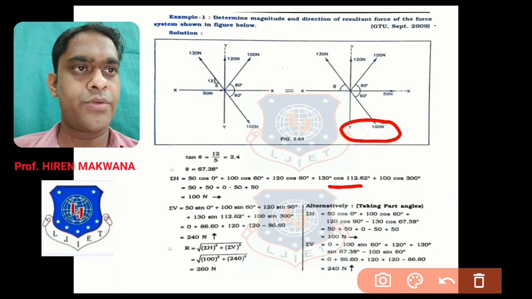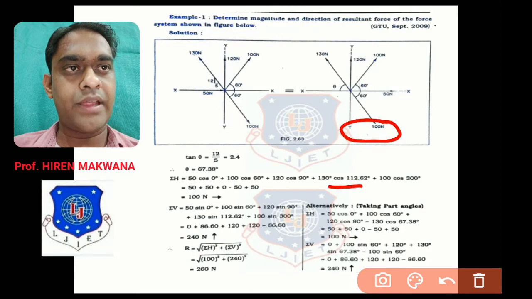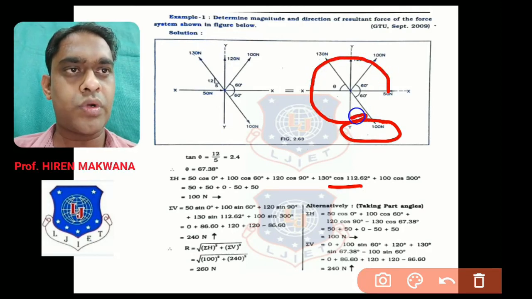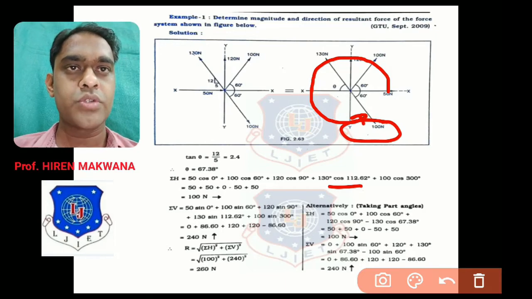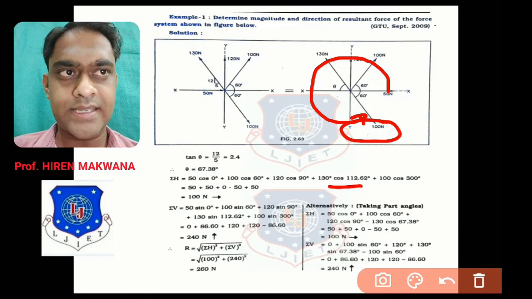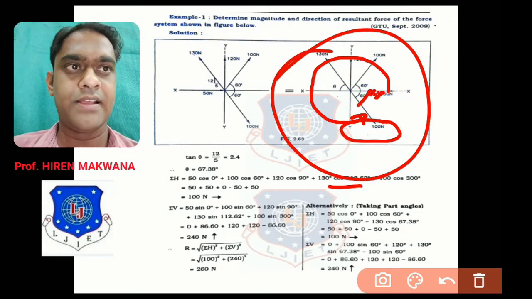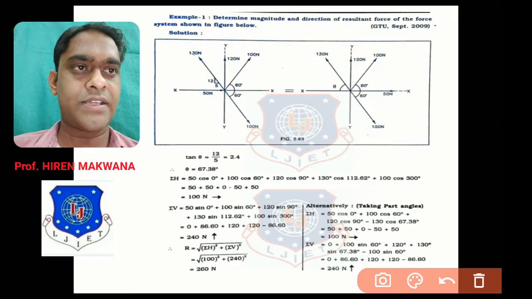Next force is 100 Newton. Again you have to find angle with respect to positive x-axis only. So it will be 360 minus 60. Okay, this total circle is of 360, but you have to minus out this 60 degree angle. So 360 minus 60 is equal to 300 degree.